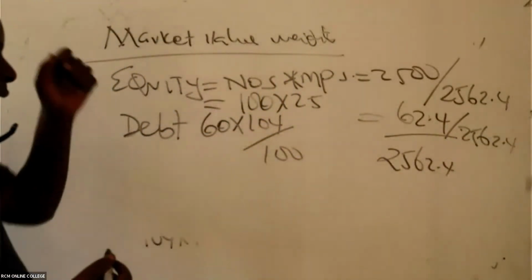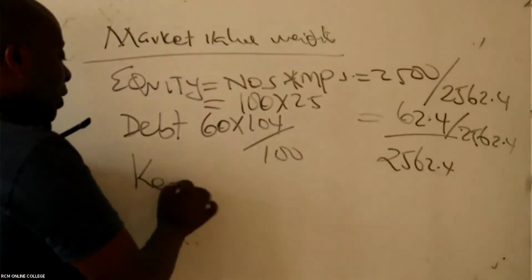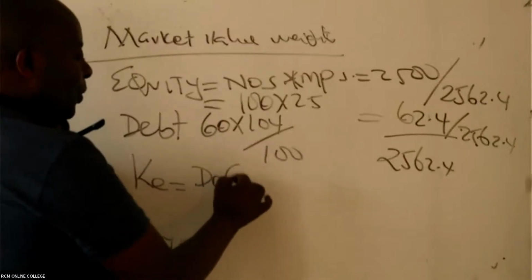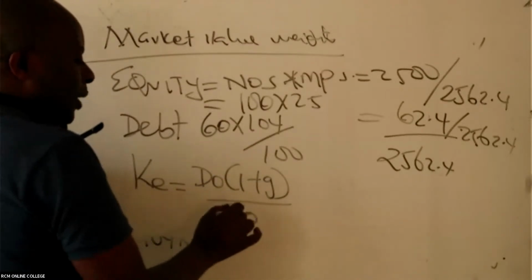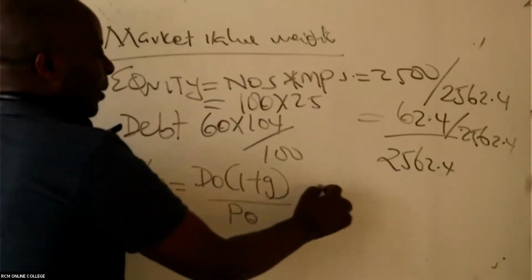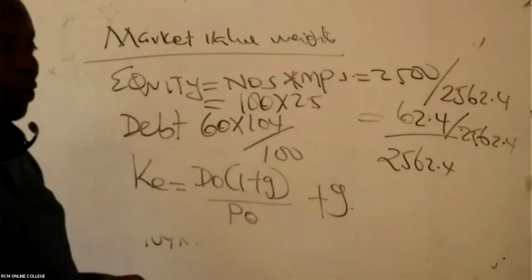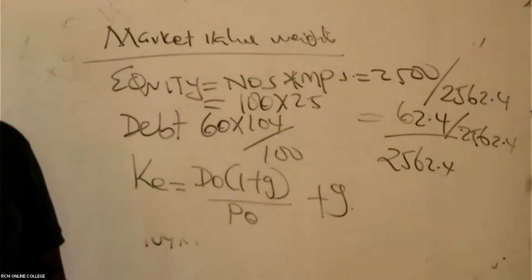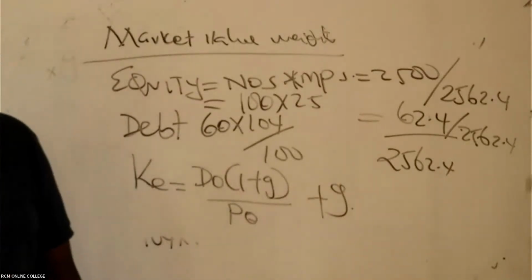And then please don't forget how we got what we call the cost of equity: P0 into (1 plus g), all over P0, the current market price per share, plus the growth rate. Most importantly, we're able to calculate the growth rate. So that is our WACC level.